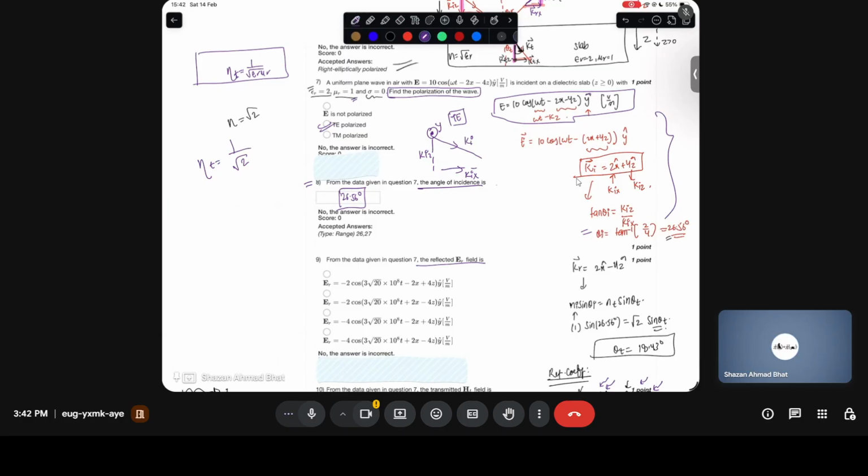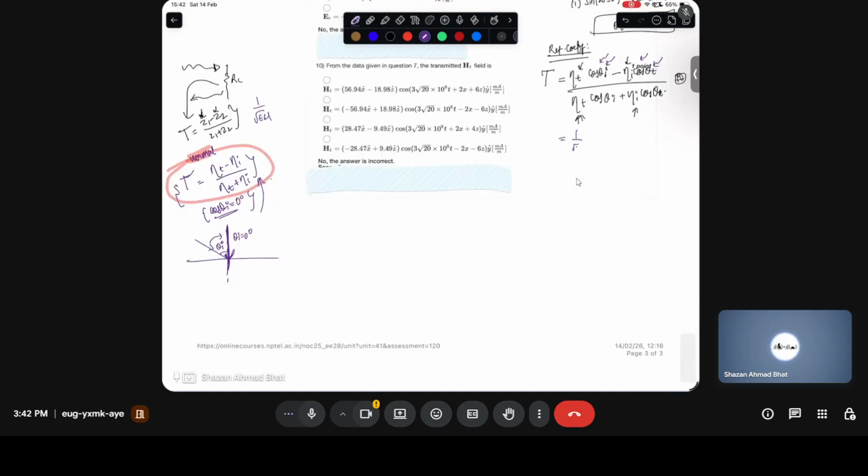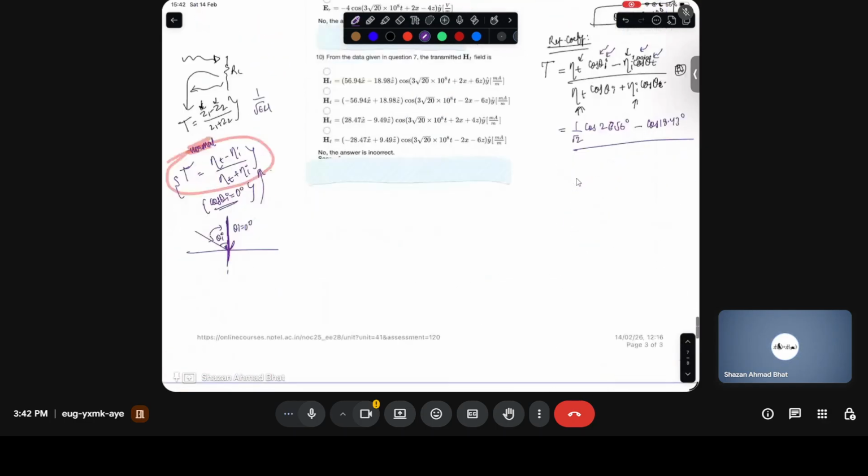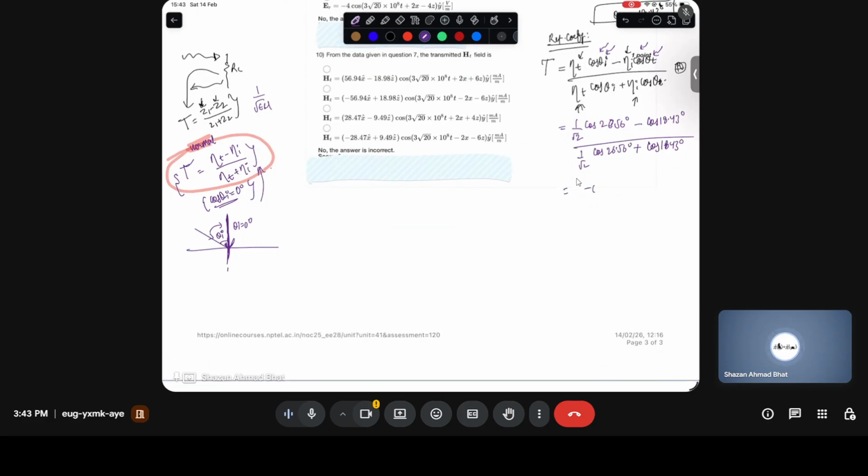Okay, so let's treat it similarly. You can write it as 1 over square root of 2 cos of 26.56 degrees minus cos of 18.43 degrees, divided by 1 over square root of 2 cos of 26.56 degrees plus cos of 18.43 degrees. So this is so much calculation to do. When you obtain the reflection coefficient, it is minus 0.2.